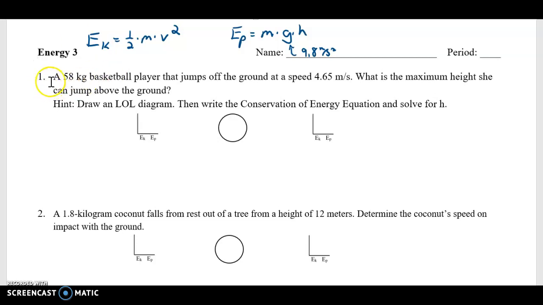So let's take a look at this first example. It says a 58 kilogram basketball player jumps off the ground at a speed of 4.65 meters per second. What is the maximum height she can jump above the ground? So they give you some of this information. Here's my mass, it's in kilograms. And then this 4.65 meters per second, that's a speed or a velocity. That's really all that they seem to give you.